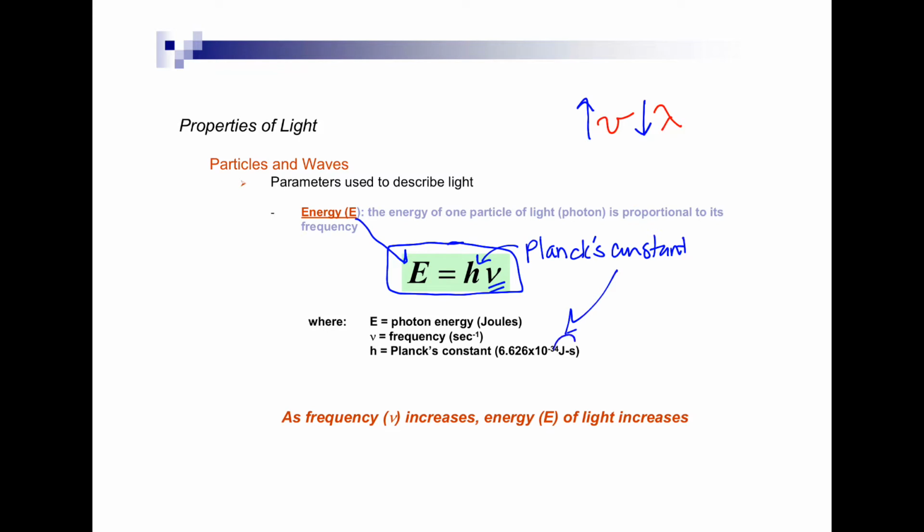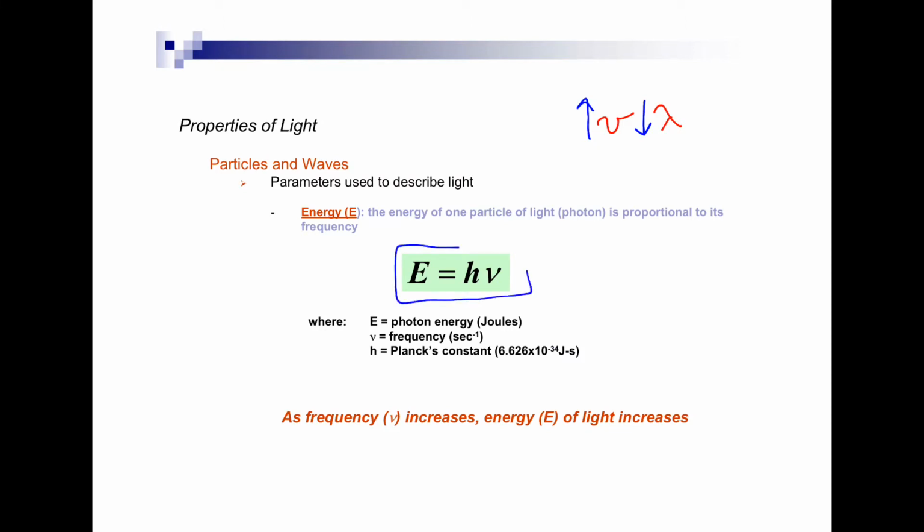I wanted to talk a little bit about these units. Planck's constant is 6.626 times 10 to the negative 34, and the units are joules times seconds. When we look back at this equation, what it's saying is that the energy is equal to some constant times frequency. So if the frequency goes up and you multiply it by a constant, the energy is also going to go up. So energy and frequency are directly proportional.